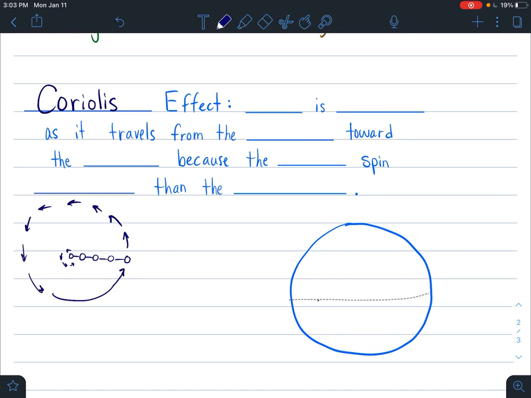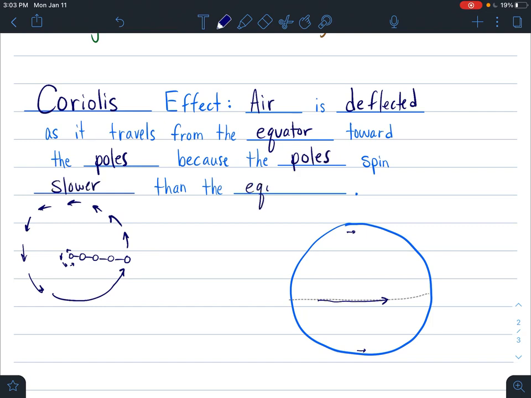Now what that means then is that our equator of our Earth, since it's this wider part, is actually moving faster than our poles do. Our poles don't move as fast because it's like the center person here in a circle that's spinning. All right, so what all of this means then is that air is actually deflected as it travels from the equator, where it rises, towards the poles. So it's deflected, and that's because the poles spin slower than the equator.